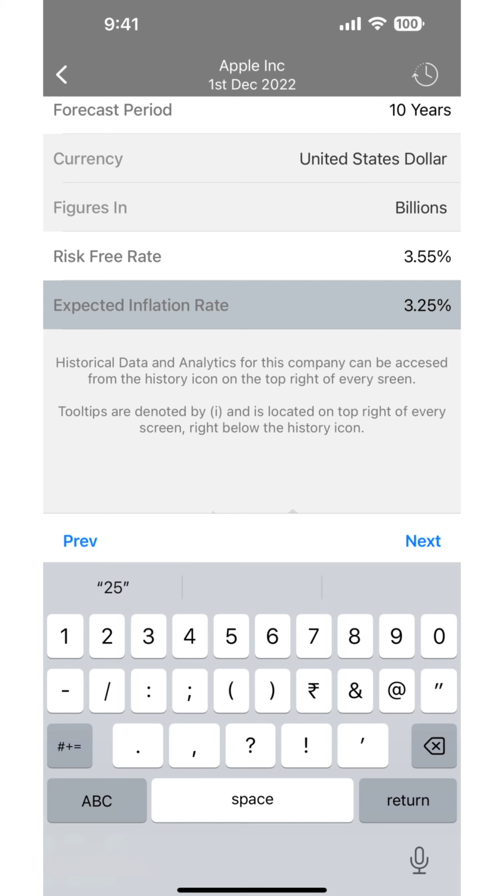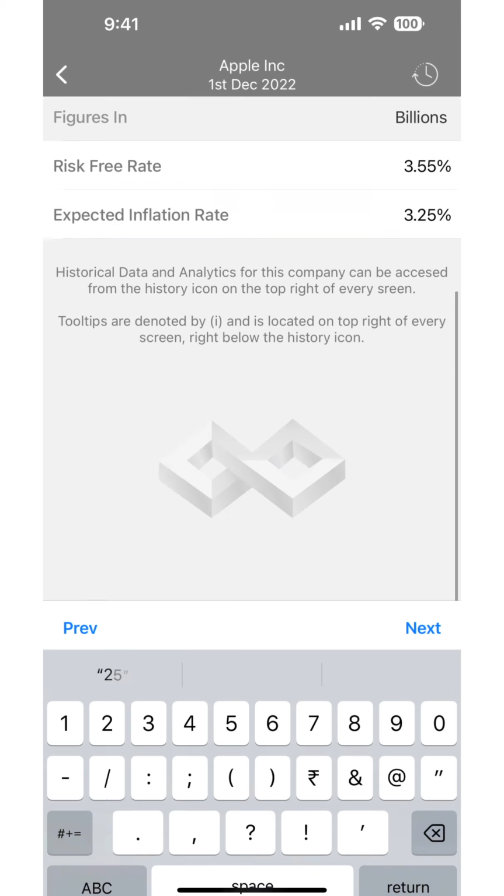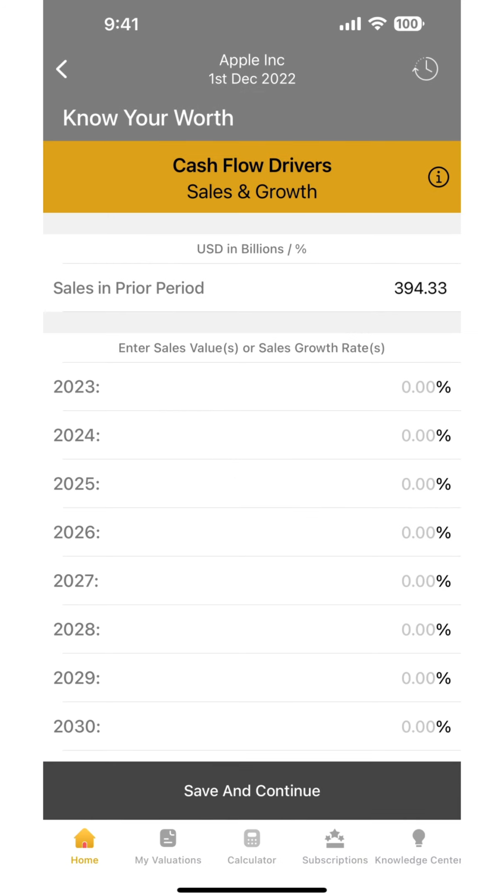Ensure that the changes, if any, made in the inflation rate are reflected in the computation of cost of debt and cost of equity. You will now need to save and continue to move on to the next screen. These are the cash flows generated from the operating assets of the company. The screen you come to in cash flow drivers is the sales and growth.